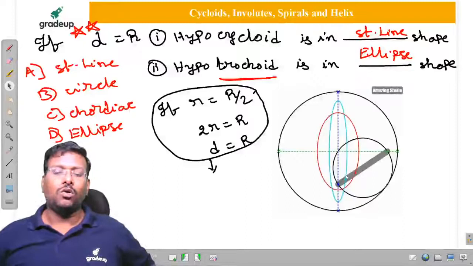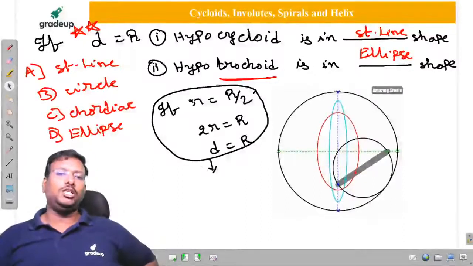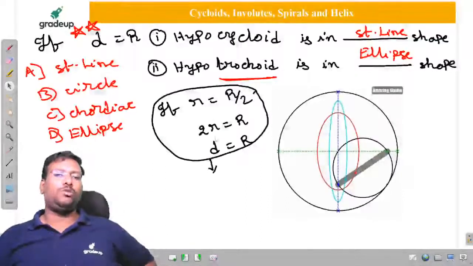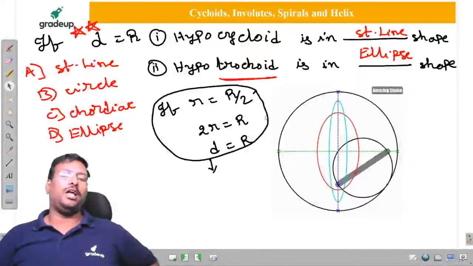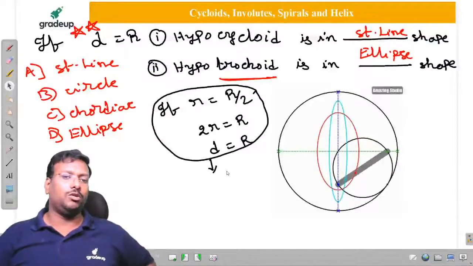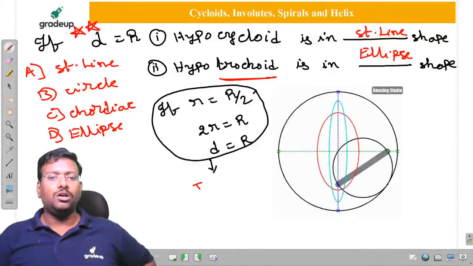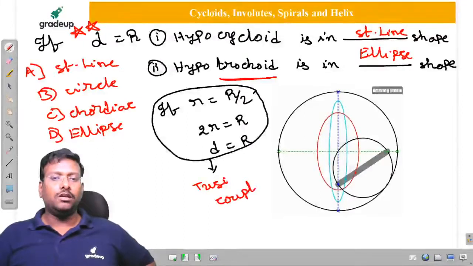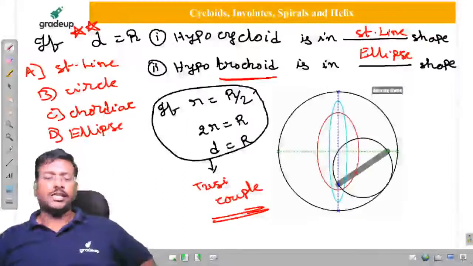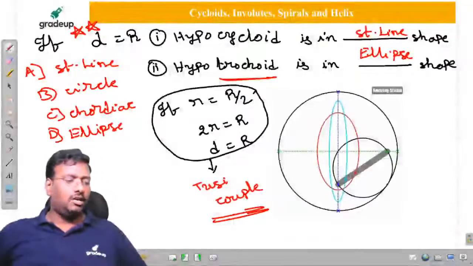Next, if small r is equal to capital R by 2, or 2r is equal to 2 small r is equal to capital R, or d is equal to 2r. This is called which condition? This is called a Tusi couple. Whenever this condition is satisfied, it is called a Tusi couple.